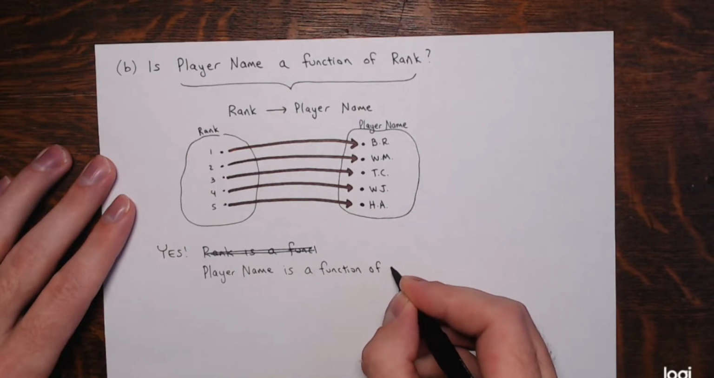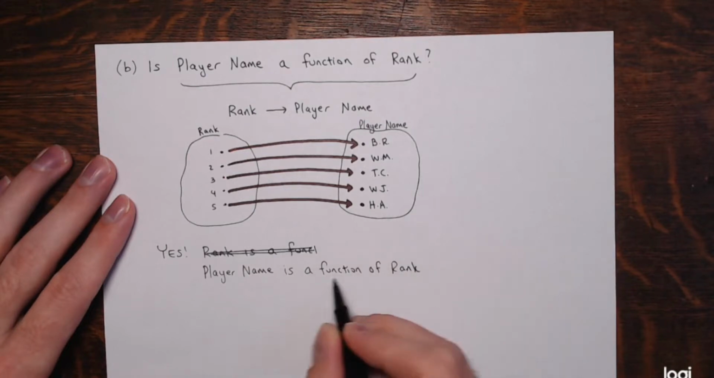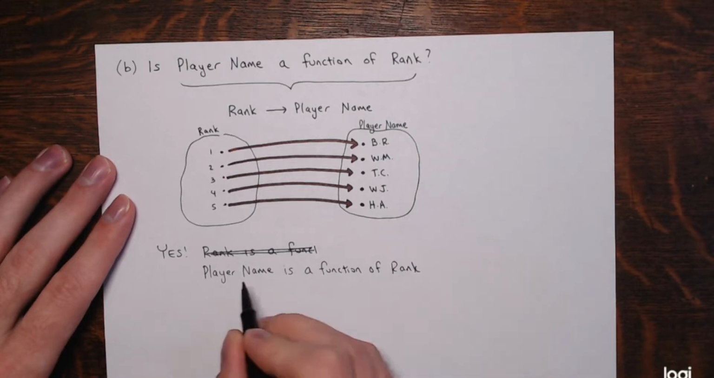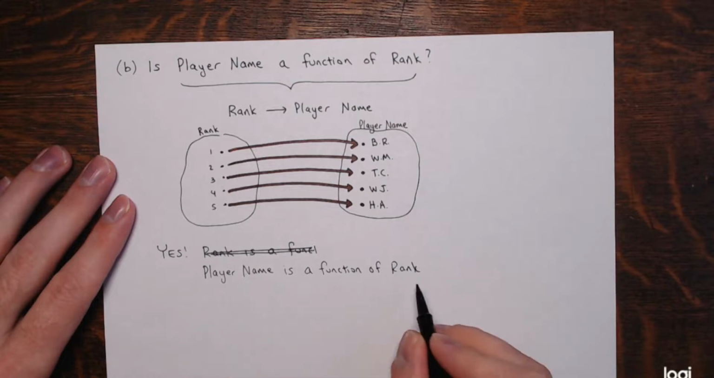All right, one more time. When they say it this way, something is a function of something else. That second quantity is the domain. The first quantity is the range. Right? Great.